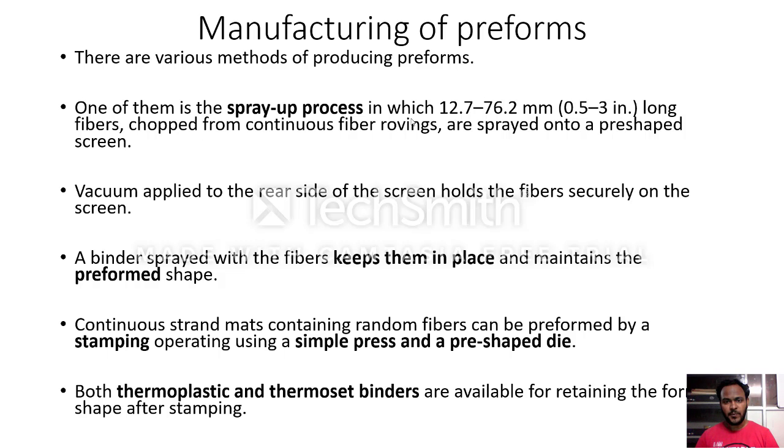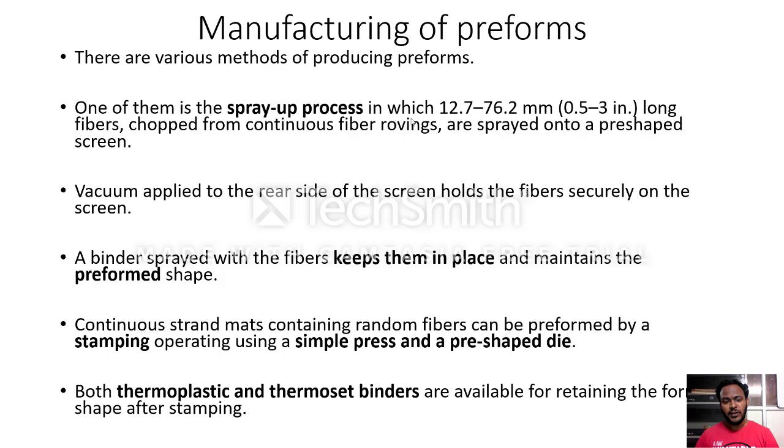The spray-up process is one of the processes to make the preform, where you take chopped fibers from the continuous roving and spray them on the pre-shaped screen, whatever final shape you want, and you apply vacuum to the rear side of the screen so that the fibers securely hold on to the screen. Over that, you spray some binder to keep the fibers in place and to maintain the preformed shape, so that the fibers hold the binder and form the preformed shape.